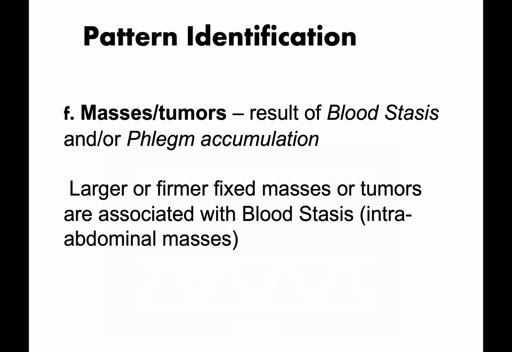As for masses or tumors, it is a result of blood stasis and or phlegm accumulation. Larger or firmer fixed masses or tumors are associated with blood stasis. Those are the intra-abdominal masses. Okay? Bukol.